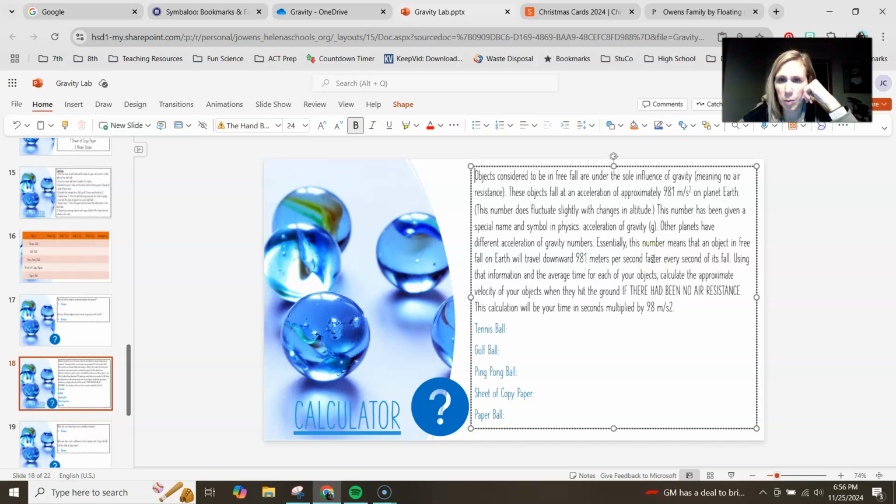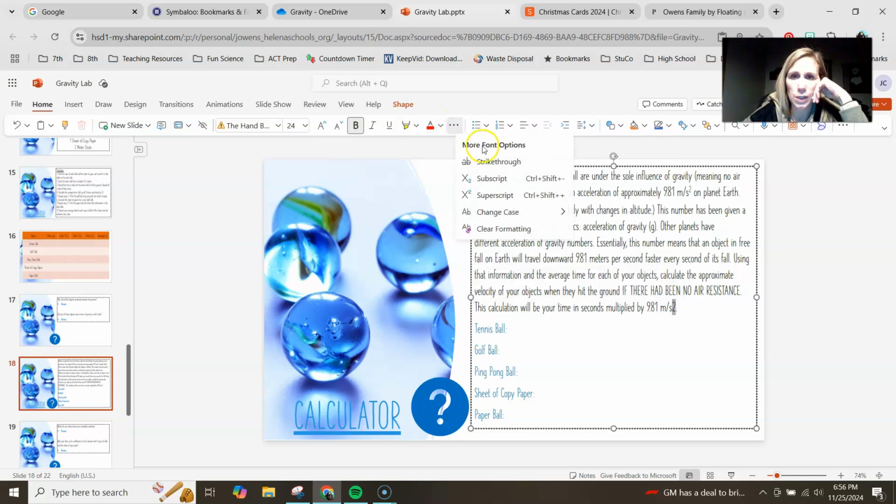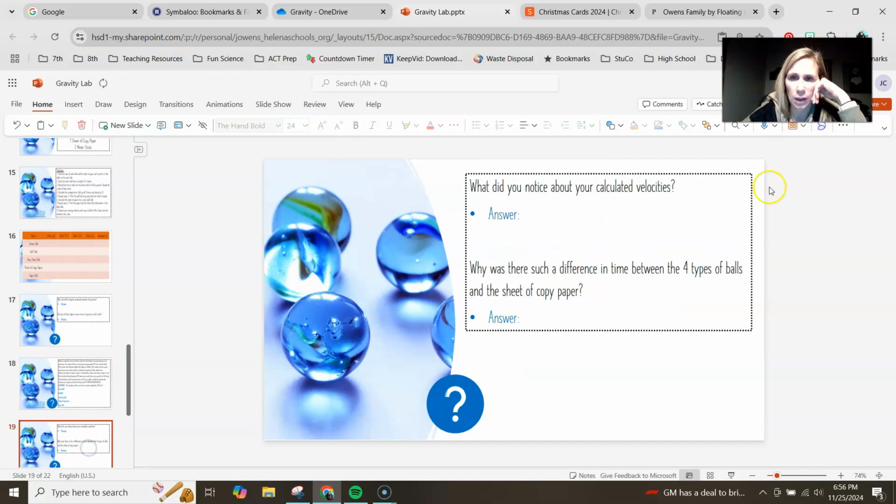Okay, so using that information and the average time for each of your objects, calculate the approximate velocity of your objects when they hit the ground if there had been no air resistance. So basically, you're going to take each of these times and multiply them by 9.81, which again, if we look at all of these times, they should be so close together that you guys really don't see much of a difference other than probably human error. Okay, what did you notice about your calculated velocity? Again, they all should be pretty close to each other.